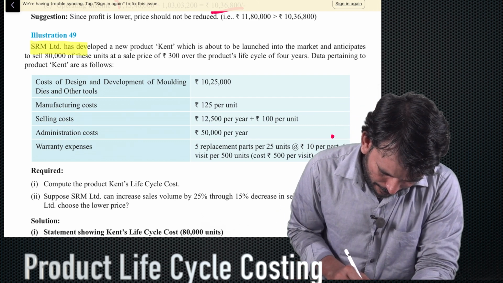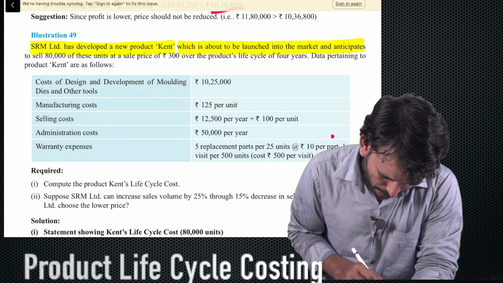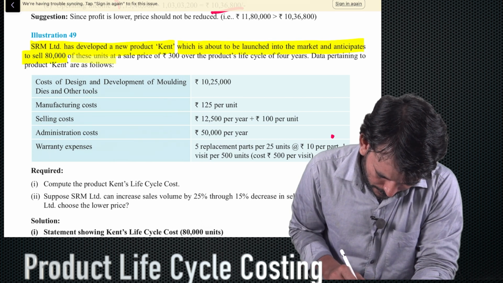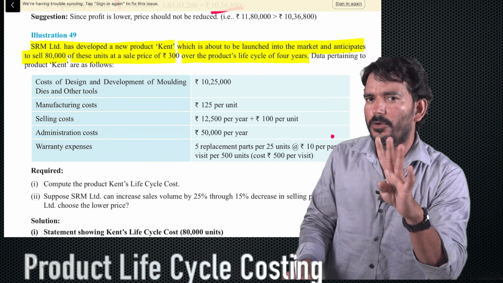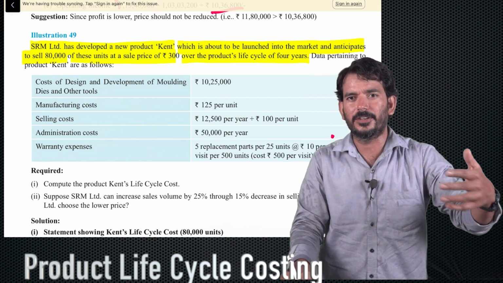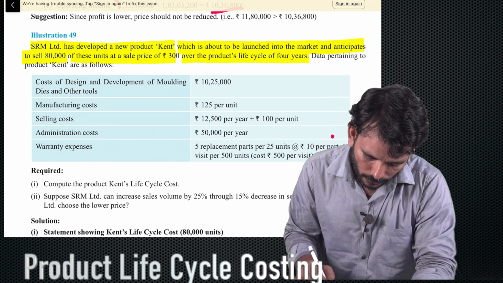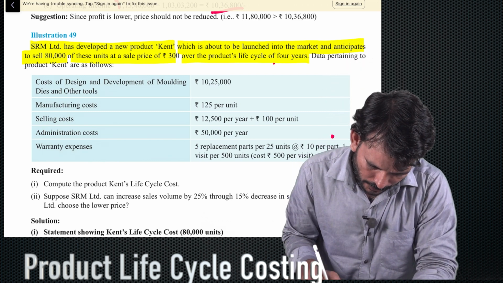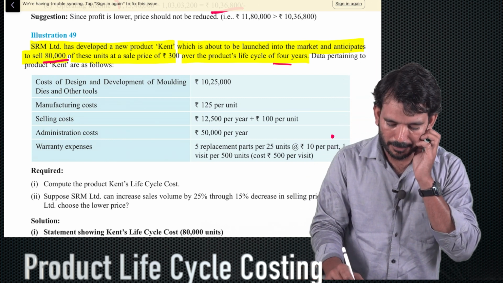SRM Limited has developed a new product, Kent, which is about to be launched into the market and anticipates selling 80,000 of these units at a selling price of 300 over the product's life cycle of 4 years. Though it's 4 years, you will not be doing divided by 4 or anything of that sort, because you are doing everything over a period of time. Only then are you calling it life cycle costing, right? So for a period of 4 years, you are going to sell 80,000 units at a price of 300 rupees per unit.